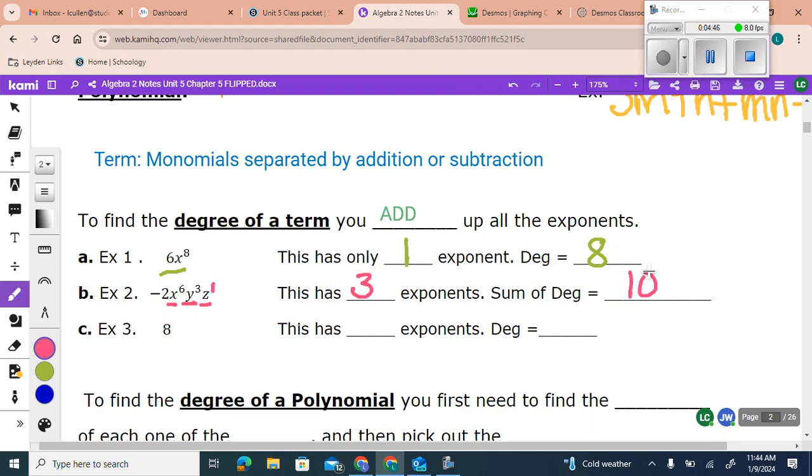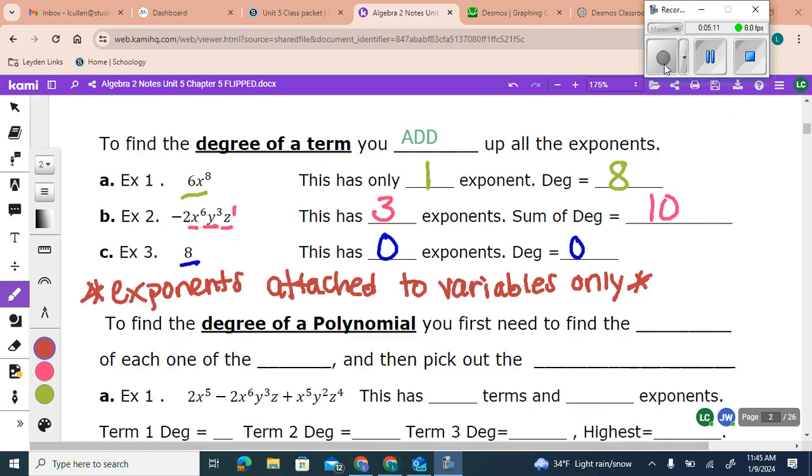Okay, so we know that variables have an invisible exponent attached to them. Do numbers have an invisible exponent attached to them? No. Okay, so just 8 does not have any exponents, which means it has a degree of 0. That is how we find the degree of just a term. We go through each monomial and we add up their exponents if they have them.